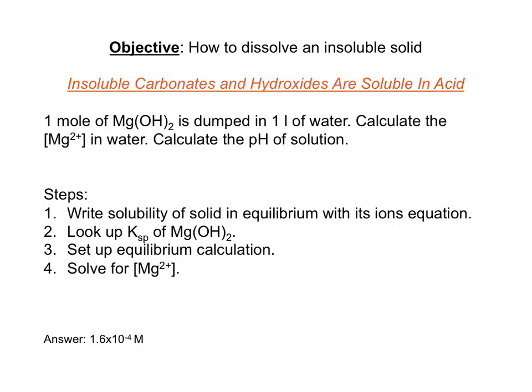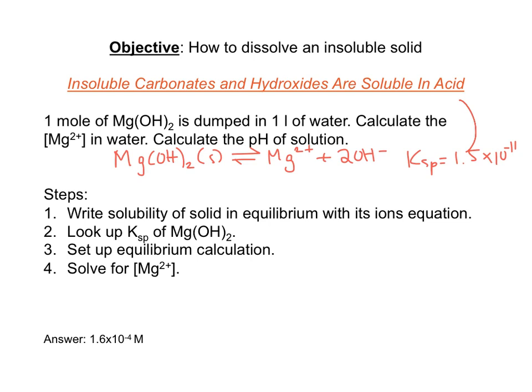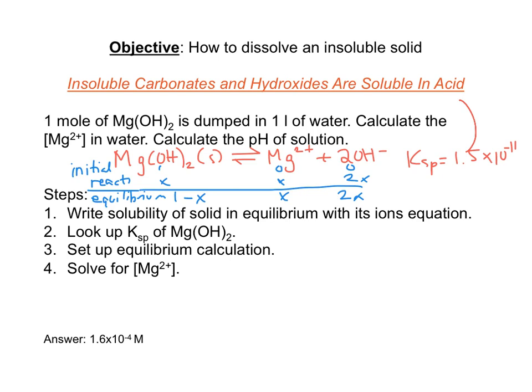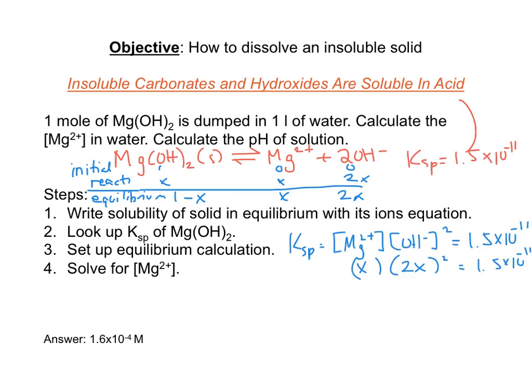Let's do a practice problem. 1 mole or 58 grams of magnesium hydroxide is dumped in 1 liter of water. Stop the video and answer these 2 questions. So here are the answers. This equation shows the equilibrium of magnesium hydroxide with its ions, and Ksp for this reaction is 1.5 times 10⁻11. Here we set up the equilibrium calculation, substitute our equilibrium concentrations into the equilibrium constant expression, and then solve for x. So x turns out to be 1.55 times 10⁻⁴ molar, which is the magnesium ion concentration.